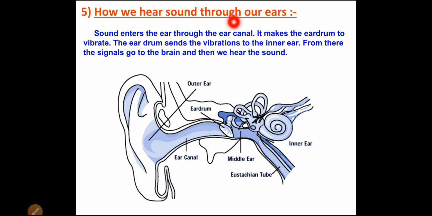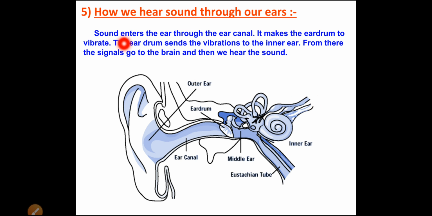Now, how do we hear sound through our ears? This is the diagram of our ear. The parts shown are the outer ear, eardrum, ear canal, middle ear and inner ear, and this is the Eustachian tube. Sound strikes the outer part of the ear, then goes inside through the ear canal and strikes the eardrum. The eardrum starts vibrating, and because of the vibration the sound can reach the brain.